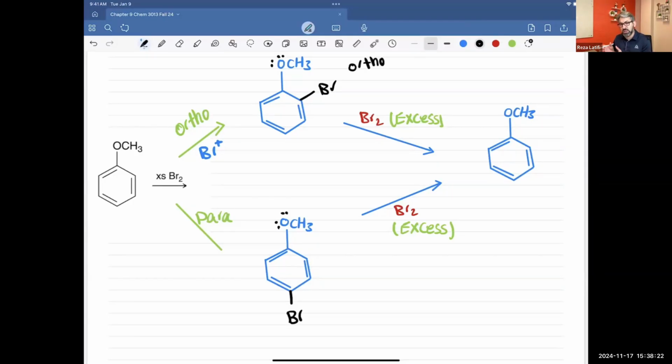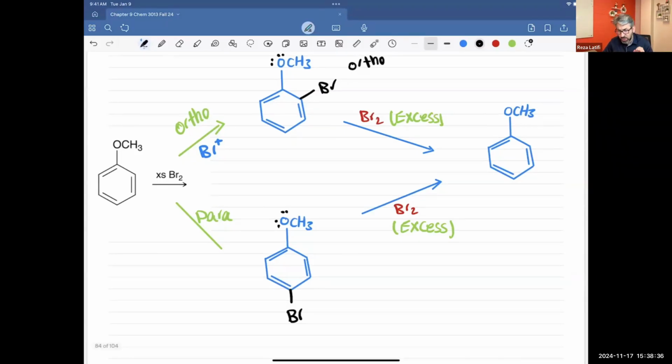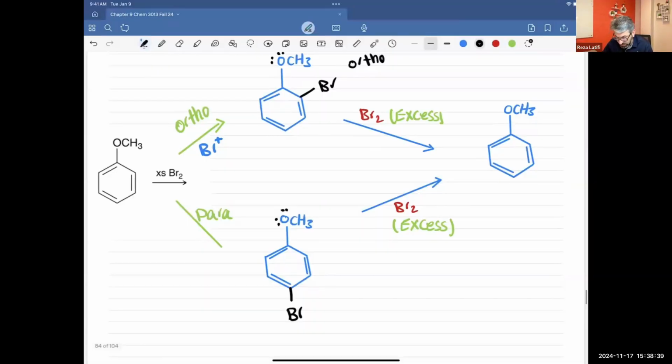If you add excess bromine, the reaction is going to go 2 steps more. Regardless of whether you have the ortho product or the para product, it will occupy technically any ortho or para position. So if you had the ortho, for example, it will add 2 more bromines, one here and the next one there, until you get technically the tribromoanisole product. And again, with the para, same story.